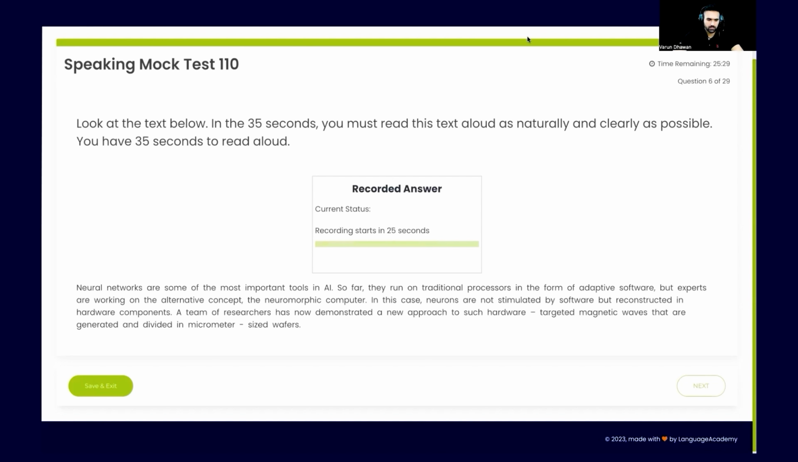Neural networks are some of the most important tools in AI. So far, they run on traditional processes in the form of adaptive software, but experts are working on the alternative concept, the neuromorphic computer.